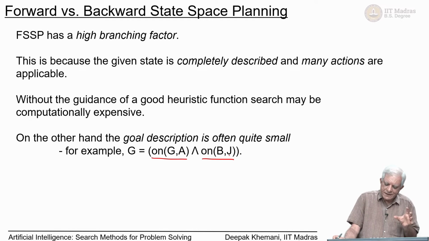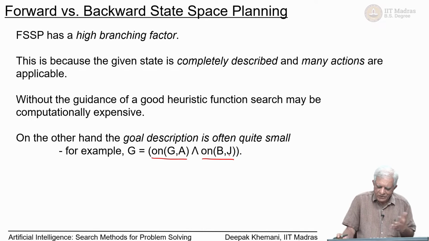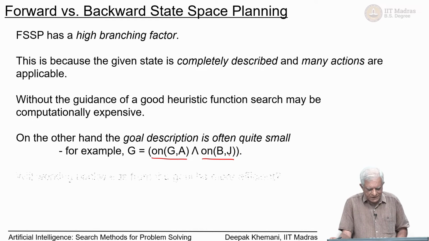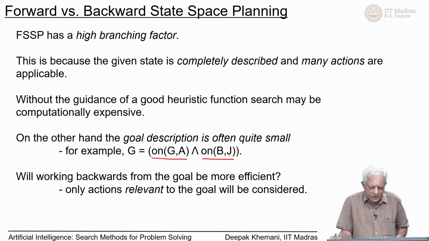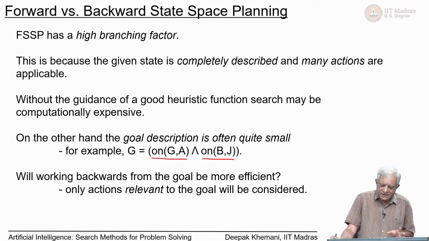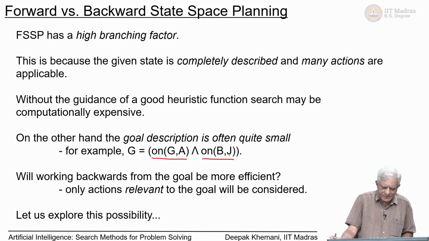And that is what backward state space planning will do. Backward state space planning works from the goal description and moves in a backward direction towards the start state essentially, and you can imagine that the branching factor would be lower. So, will it be more efficient? Because only actions that are relevant to the goal will be considered. Of course, we have to define what we mean by relevant actions, and we will do that. Let us explore this possibility of backward state space planning.